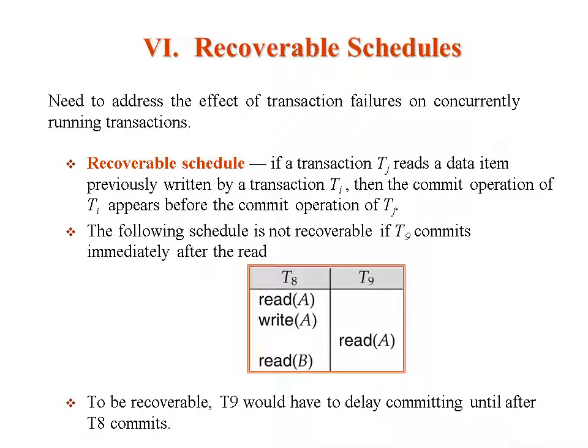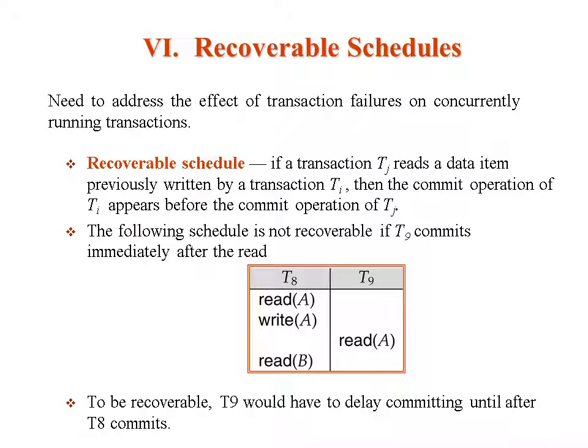Next is recoverable schedules. Actually, we need to address the effect of transaction failures on concurrently executing transactions. So a recoverable schedule is nothing but: if a transaction Tj reads a data item previously written by a transaction Ti, then the commit operation of Ti must appear before the commit operation of Tj, then only the schedule will be recoverable, or else it will not be.